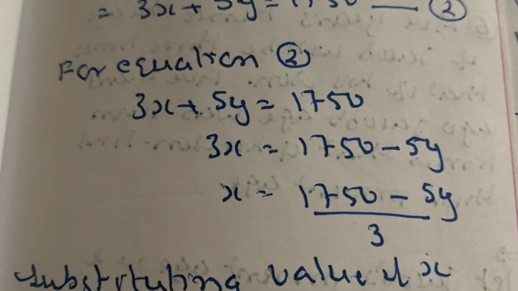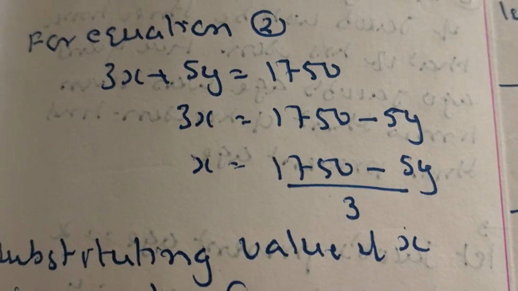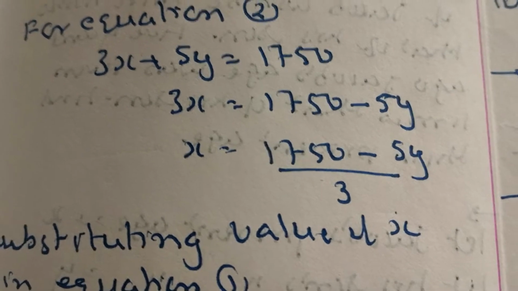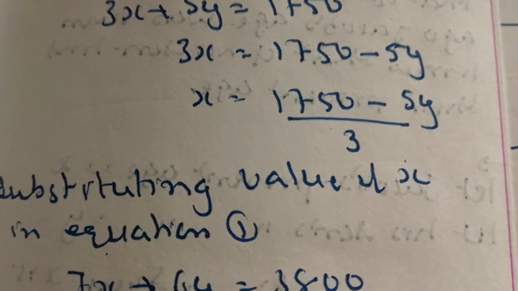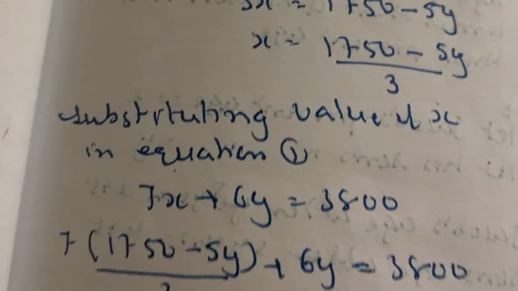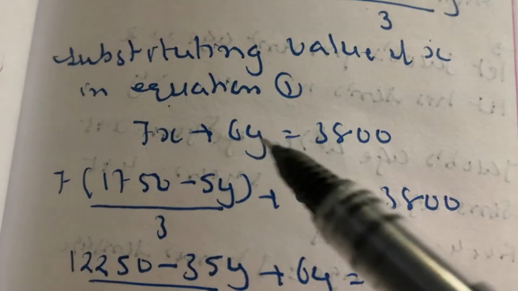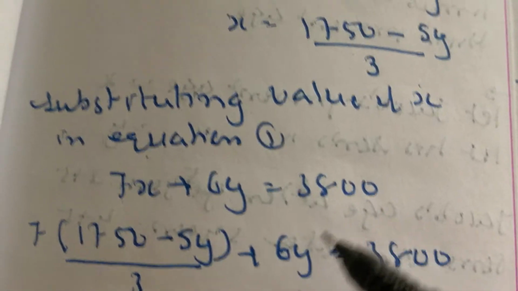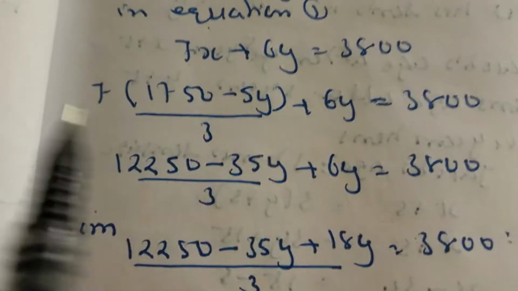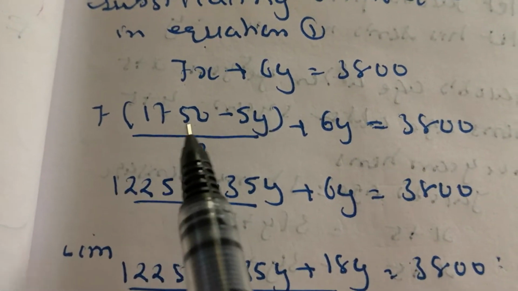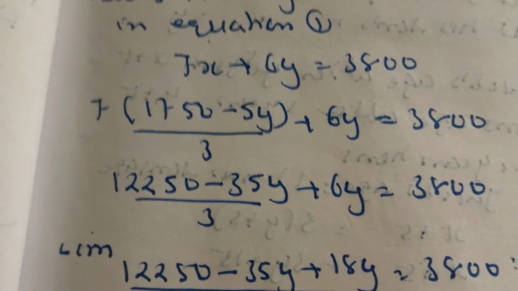In equation 2, 3x plus 5y is equal to 1750. So 5y shifted to the right hand side, you are going to get 1750 minus 5y. So 3x is equal to 1750 minus 5y. So x is equal to (1750 minus 5y) upon 3. Now substituting this value of x in equation 1. Equation 1 is 7x plus 6y is equal to 3800. Substituting the value of x, that is (1750 minus 5y) upon 3, in equation 1, it will be 7 into (1750 minus 5y) upon 3 plus 6y is equal to 3800.